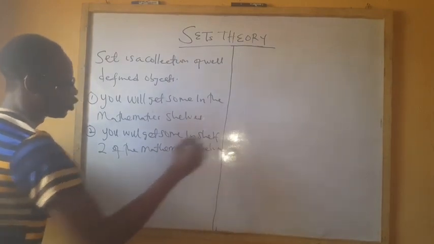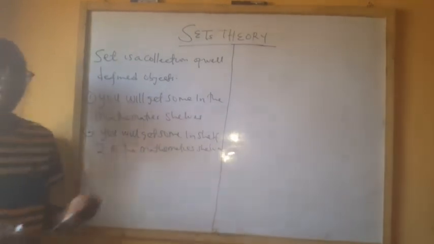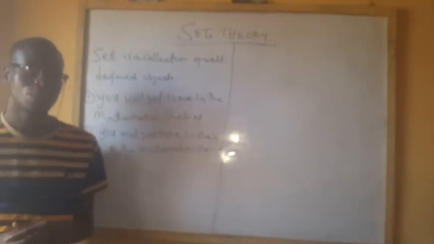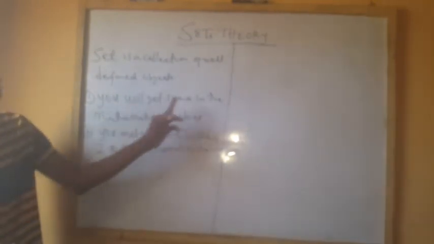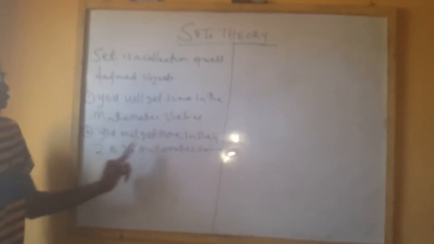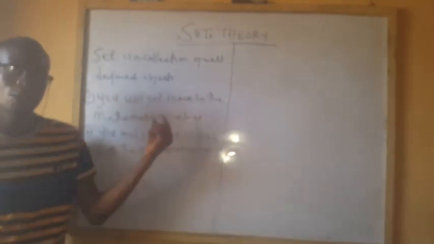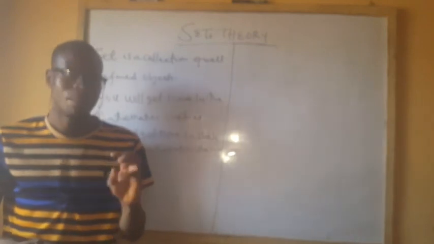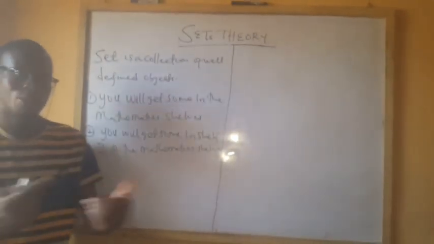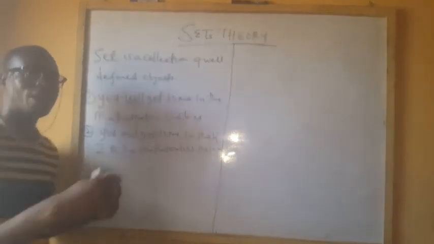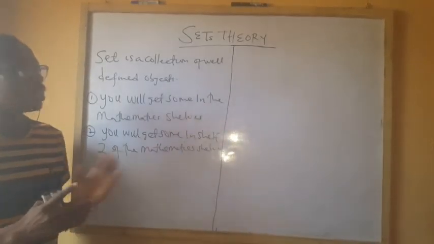So if you look at these two statements by the librarian, when the mathematics teacher goes to the library to get a text, the librarian replies with these two responses. He said, you will get some in the mathematics shelves and you will get some in shelf 2. You can see that the two responses by the librarian are correct, but statement 2 is more precise because it has been specified that it is in shelf 2 of the mathematics shelves. So this is what a set is all about.